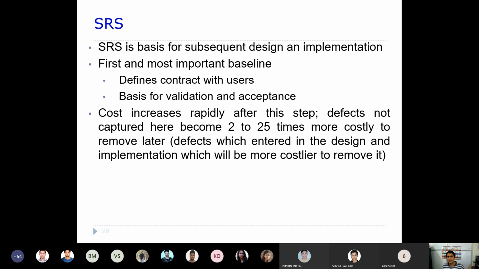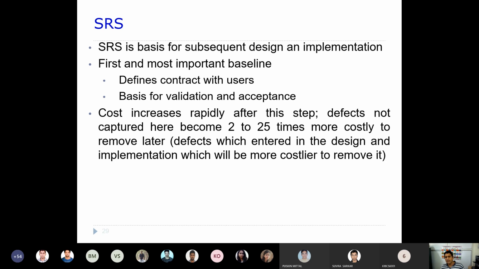Okay, so the SRS, software requirement specification, is the basis for subsequent design and implementation. Once these requirements are specified properly, then only can we go ahead to the next phases like design and implementation. First and most important, it is the baseline that defines the contract with the users. Whatever you mention in this SRS document will be the baseline for the contract. Because today we agreed to meet all these requirements, and those are mentioned in the SRS. Later on the user cannot claim that some other requirements have not been met which are not mentioned in the SRS document.